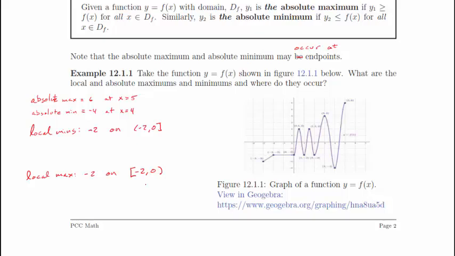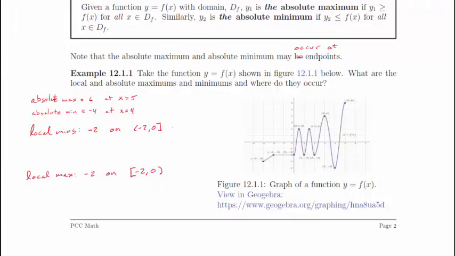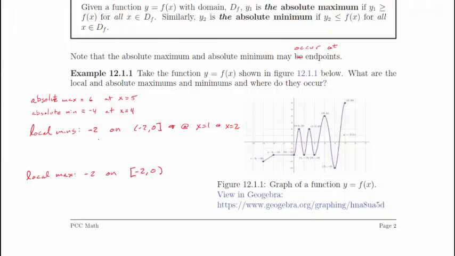Okay, going back to our picture here, we see we have local minimums of -2 that also occur when x is 1 and 2. So we'll just add those into our list here, at x equals 1 and x equals 2. We also have a local minimum of -4 when x is 4. So an absolute minimum can also be a local minimum, but we're going to see that the absolute maximum is not a local maximum because that's occurring at an endpoint.